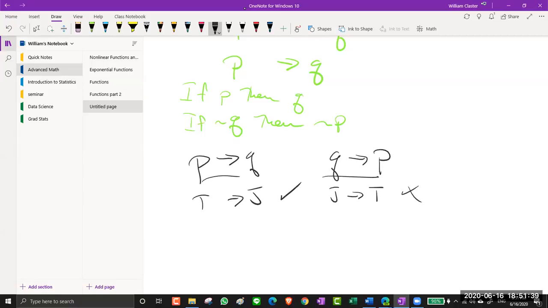So this has a name also. Remember, if we start with this and we write not Q arrow not P, that has a name. It's called the contrapositive, and this one also has a name. This is called the converse. Okay, so the statement and its converse are not the same. Does everyone understand that?